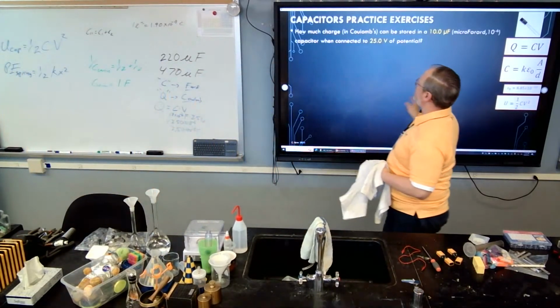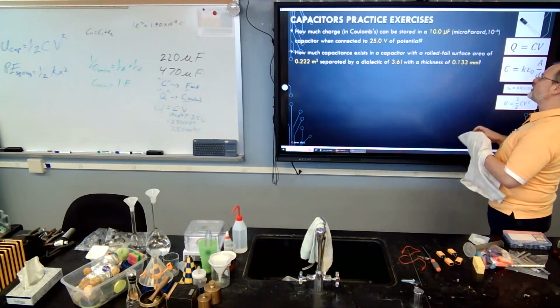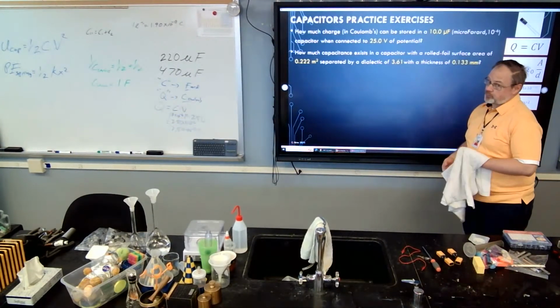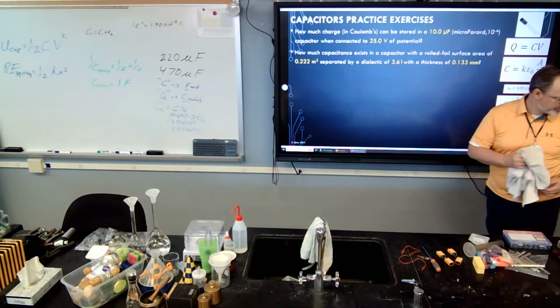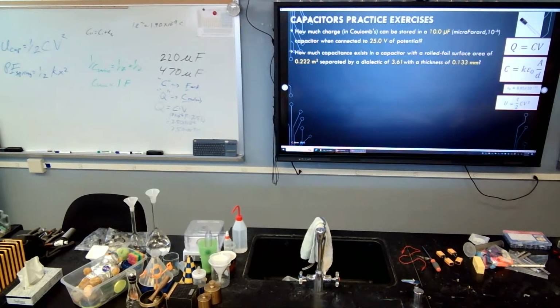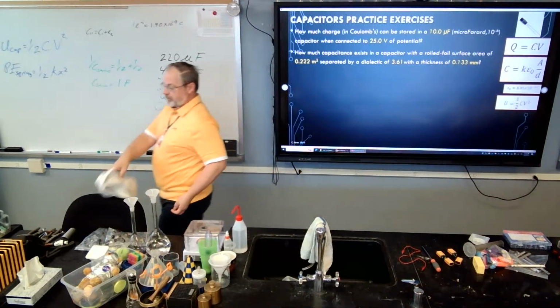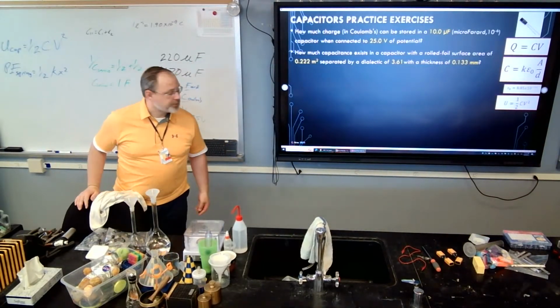And then you can look at area. How much capacitance exists in a capacitor of a rolled up foil surface, which is what they are. In fact, I actually have one. While you're doing this calculation, I will show you. Oh, there it is. I can actually take these electrolytic capacitors apart by just cutting them. They have a thickness separation of 0.133 millimeters.